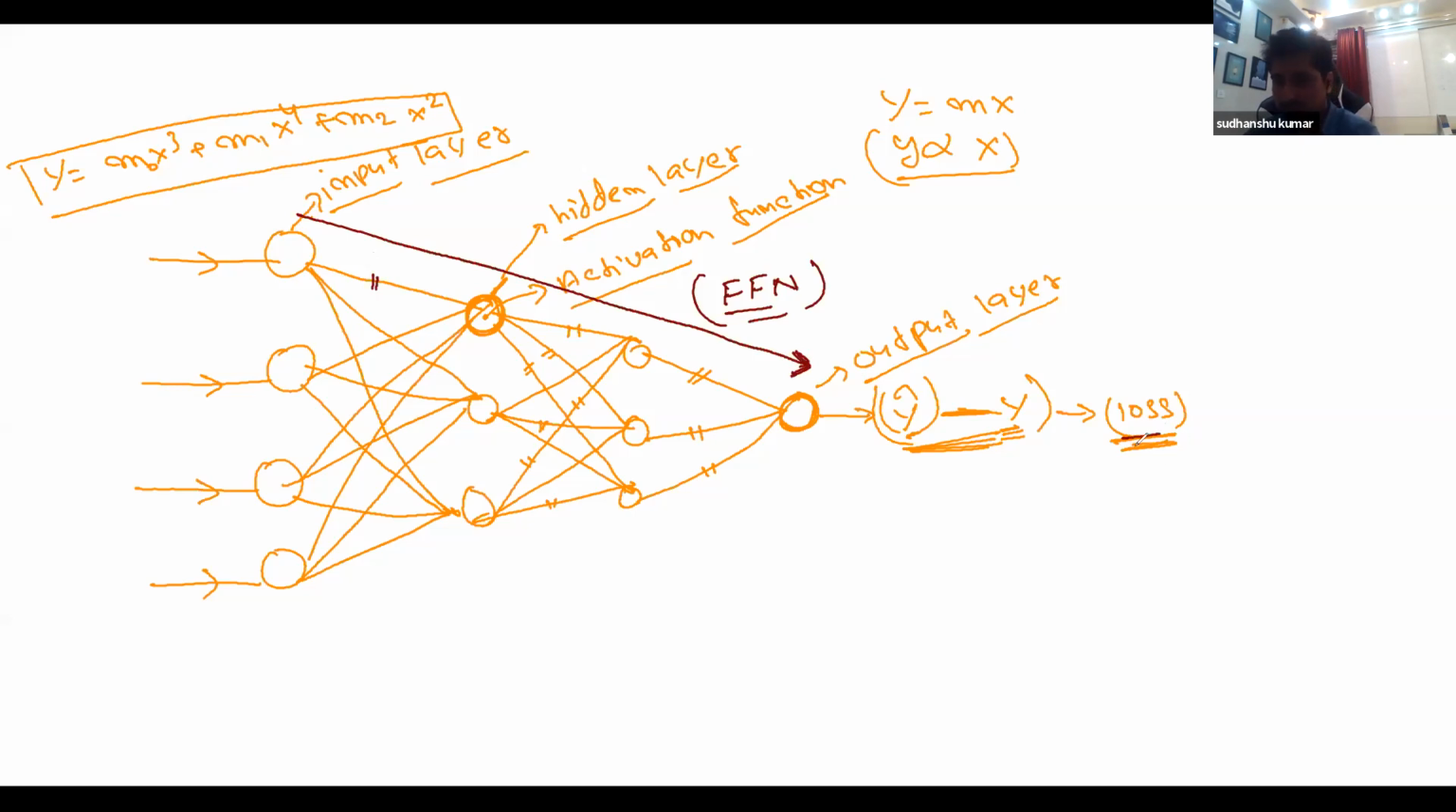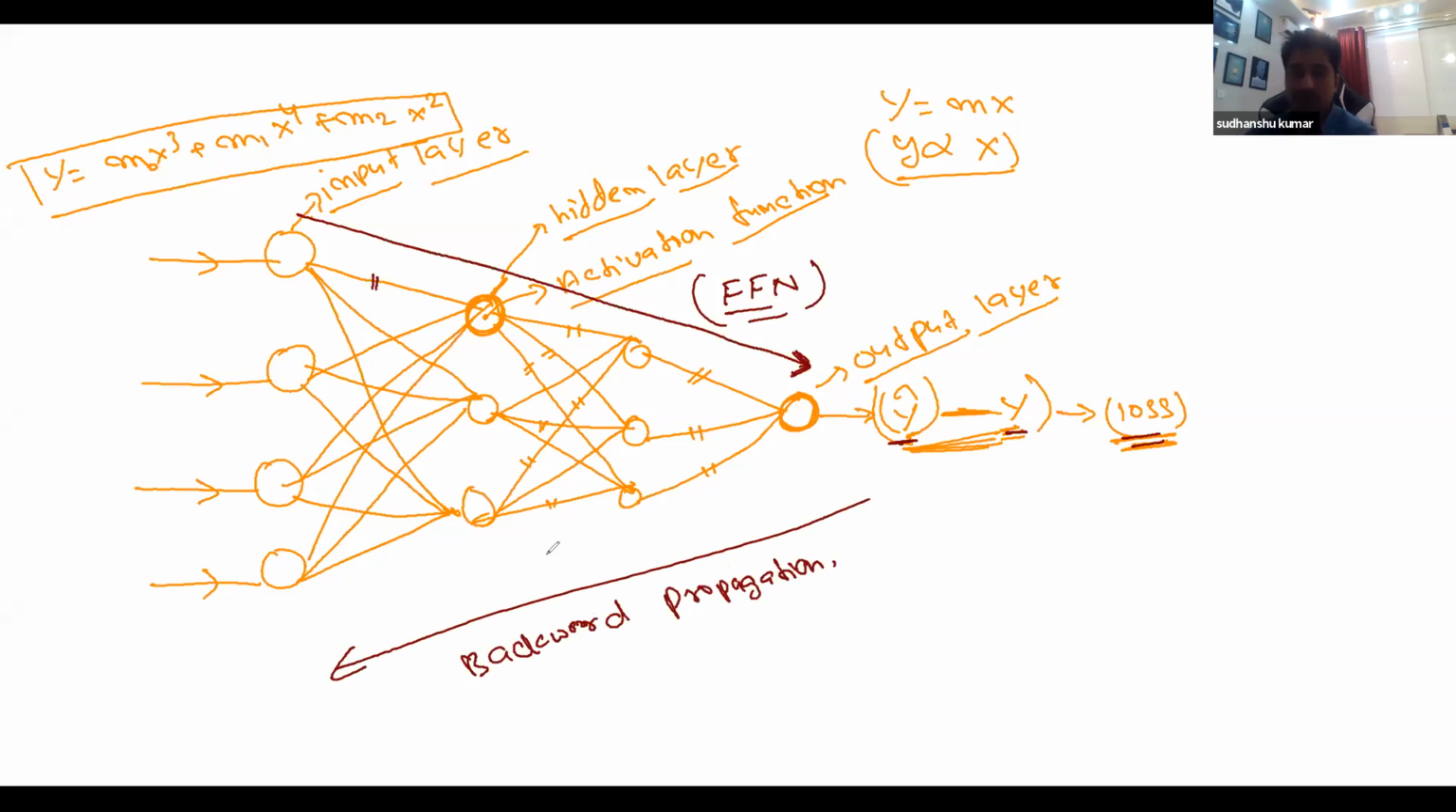Now it will give you a loss. Loss is nothing but the difference between Y and Y hat at any point of time, the expected and the predicted one. Once you get a loss, it will do a backward propagation. And in backward propagation, it will start changing the weights. So for sure we need some mechanism to change these weights, and that mechanism is called optimization.